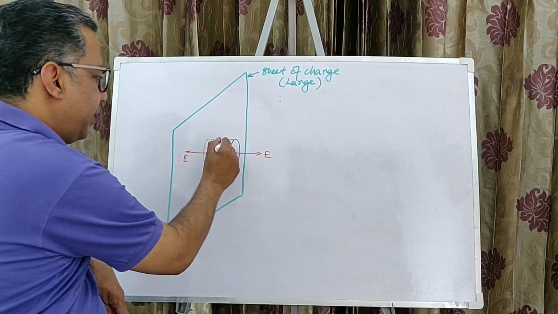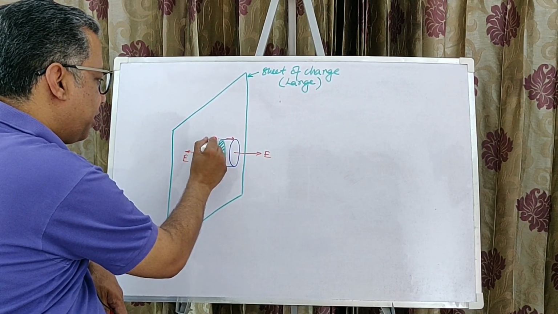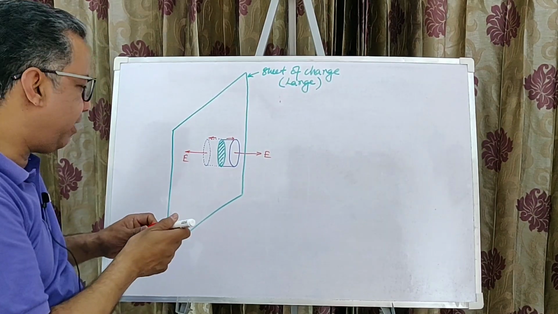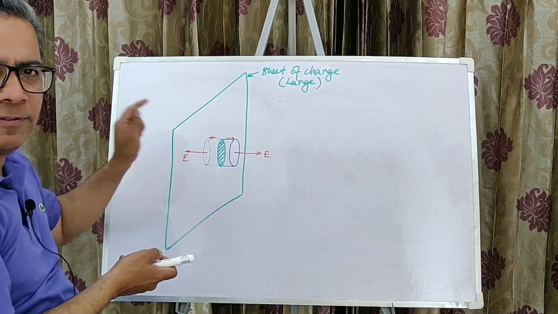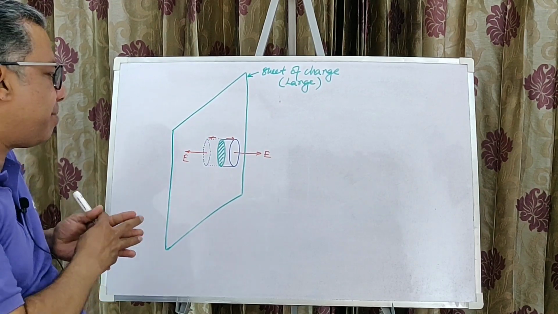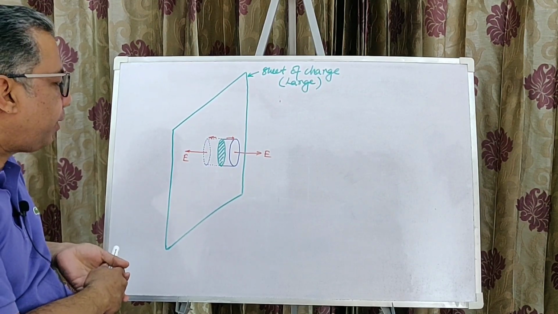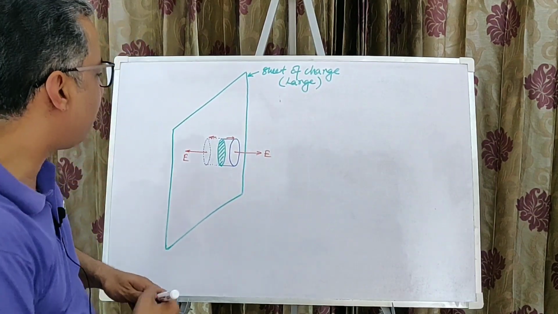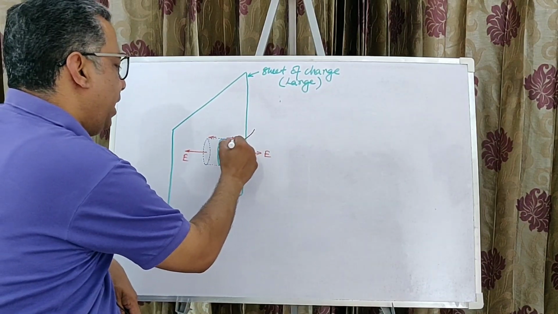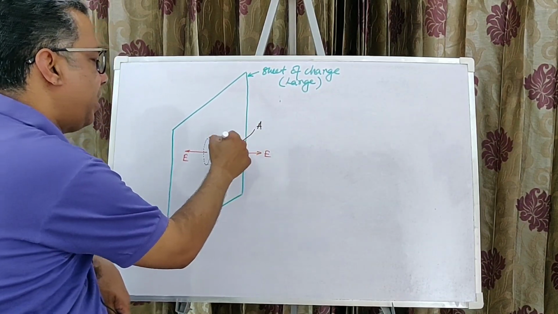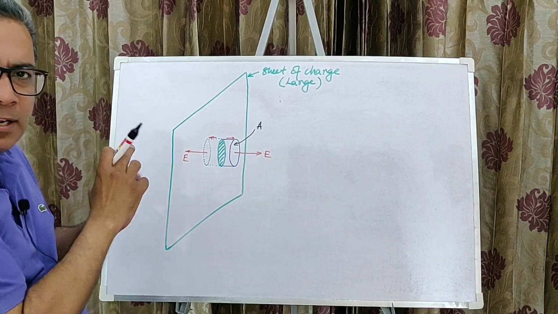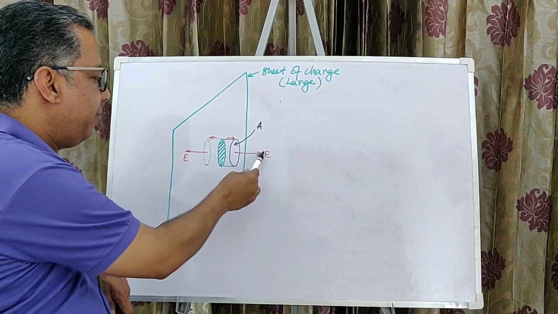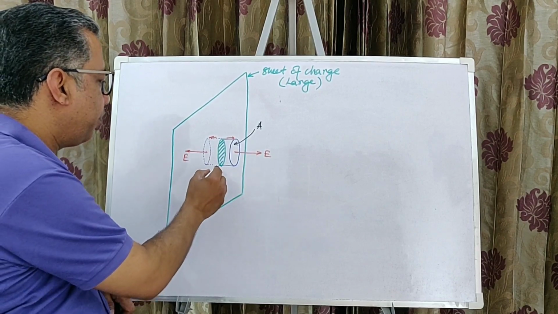On the curved surface, the electric field will be tangential, and therefore we are spared the agony of calculating flux on the curved surface. On the curved surface, the flux will end up being 0. Let's say the cross-sectional area of this cylindrical Gaussian surface is A. The electric fields on both sides are E each.